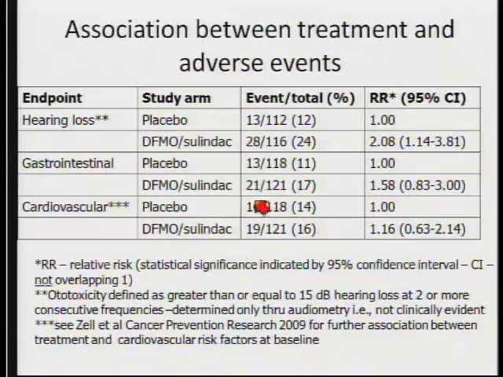Now, the last part of the talk, I want to focus on toxicities. We've done a broad-scale toxicity assessment in all the patients in this trial. We focus especially on hearing loss and ototoxicity because this is known to be associated with this drug difluoromethyl ornithine. I would point out to you that in our placebo group, the definition of our ototoxicity was greater than a 15 decibel hearing loss in 2 consecutive frequencies. That occurs in about 10% of us simply as we get older.